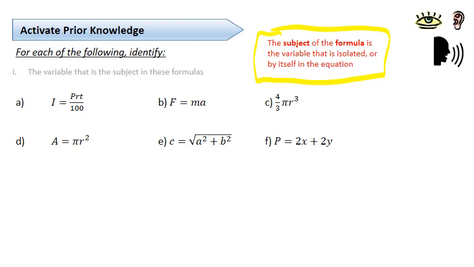Okay, for each of these, identify the variable that is the subject of these formulas. So if you look up here, the subject of the formula is a variable that is isolated, or by itself. So when the variable is by itself, this one out the front here, that is the subject. This last one here is actually the formula for the volume of a sphere. So if you wrote that out in full, the subject would be the volume V.